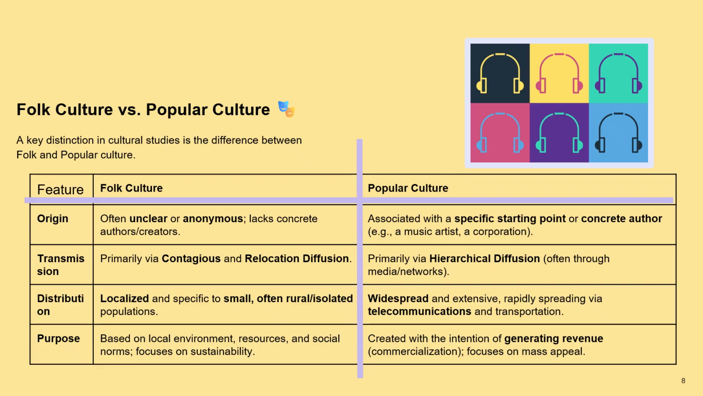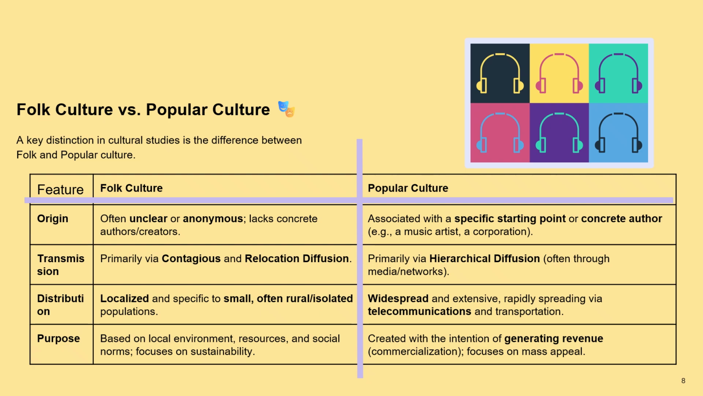On your screen, you see a chart that lays out some of the differences between folk culture and popular culture. In origin, we can see that with folk culture, sometimes the origin is a little bit unclear or anonymous. If there's a particular type of music, a particular instrumentation, a kind of clothing style, a lot of times with folk culture, we don't know where these things came from. They trace back further than maybe our history can tell us.